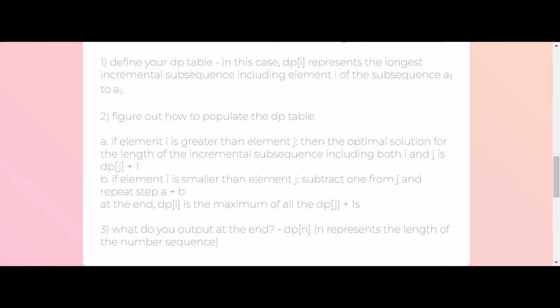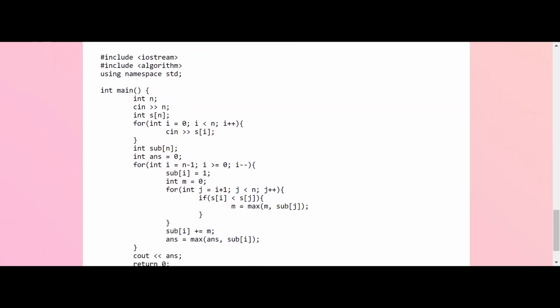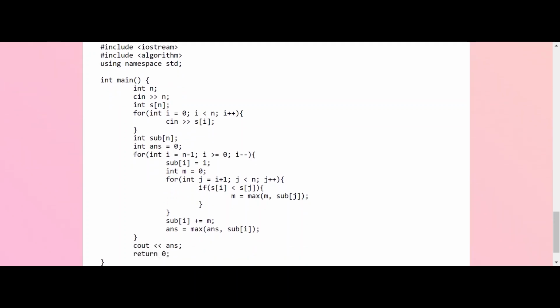But if element i is smaller than element j, subtract 1 from j and repeat steps A and B. And at the end, dp[i] is the maximum of all the dp[j] + 1s. So what do you output at the end? You will output dp[n], where n represents the length of the number sequence. And you can pause the video to read the code if you would like to see how it works.